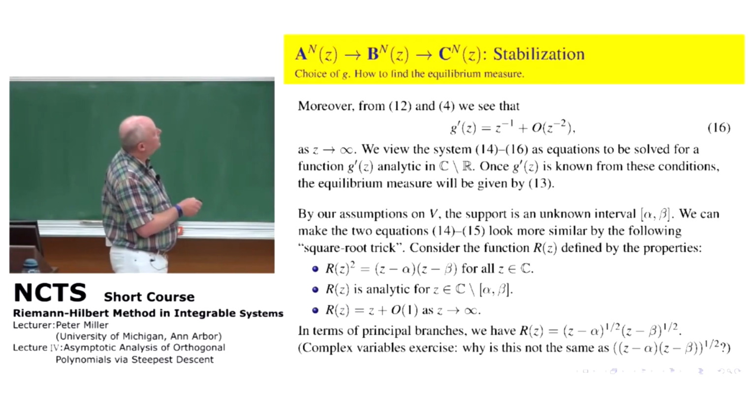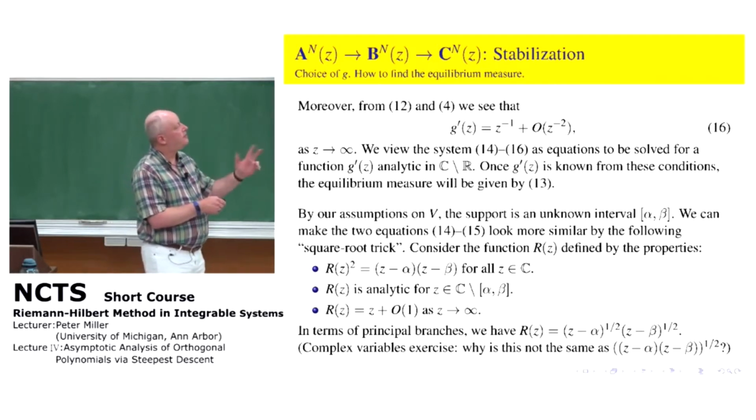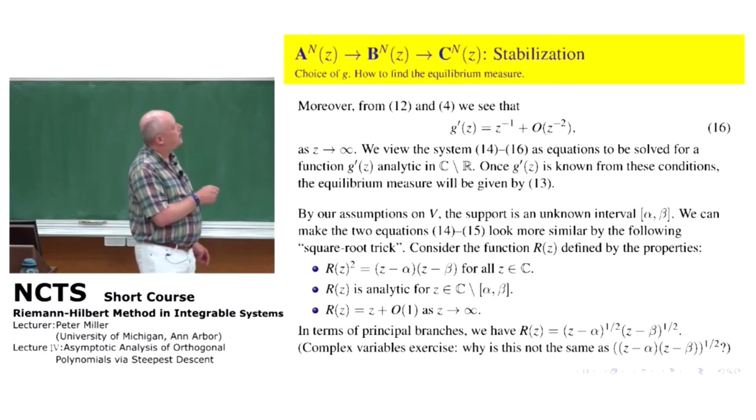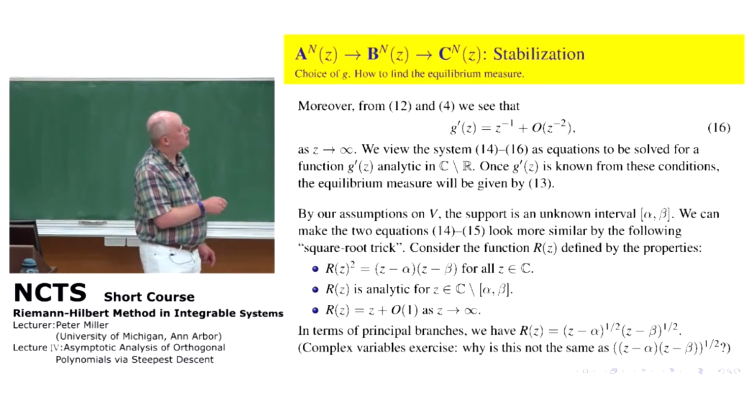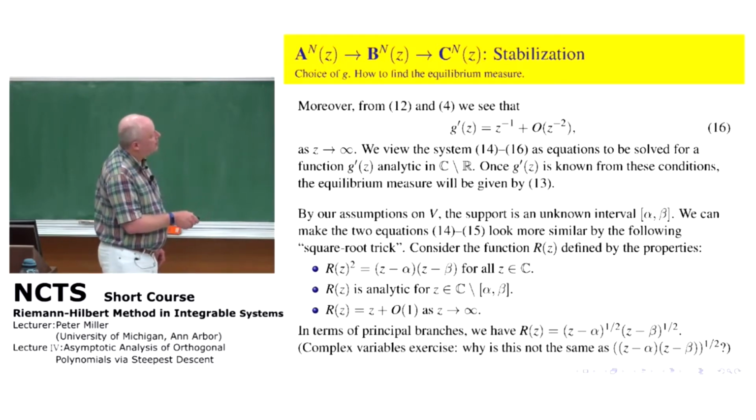We also see by differentiation, since g behaves like a log at infinity, g prime is 1 over z plus smaller terms as z goes to infinity. So what we're going to think of is those last two equations giving us alternately the sum and the difference of the boundary values of g prime, together with this equation here. I want to think of those as equations to be solved for g prime that's analytic in the complex plane, take away the real line, and once we know g prime, then we'll just get the equilibrium measure by the Plemelj formula. Okay, so the support, unfortunately, is an unknown interval, alpha, beta, but we're going to see how to determine that interval systematically now.